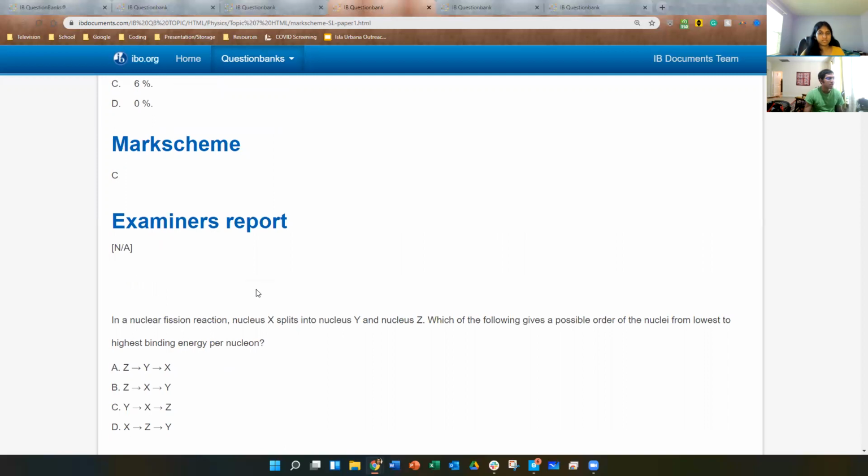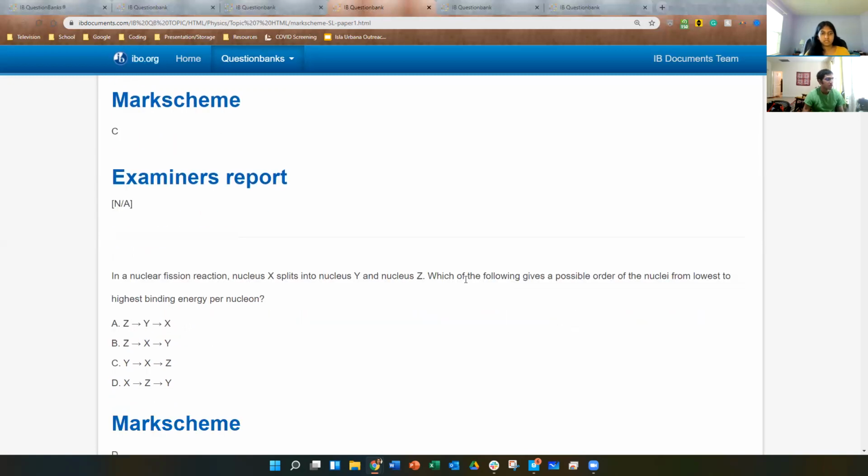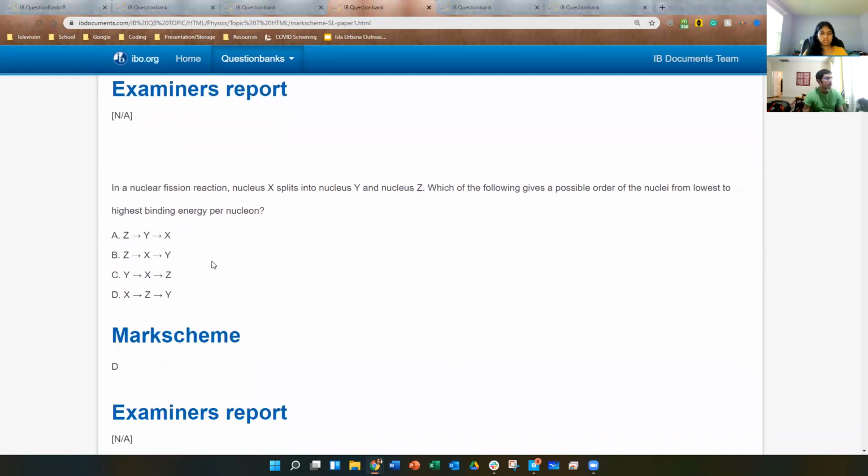Nuclear fission reaction, X splits into Y and Z. Which of the following gives a possible order of the nuclei from lowest to highest binding energy? Lowest to highest, so X should have the lowest, right? Because it's most unstable. Yeah. So probably D. I think they tried to trick people by putting Z first. I don't know why.